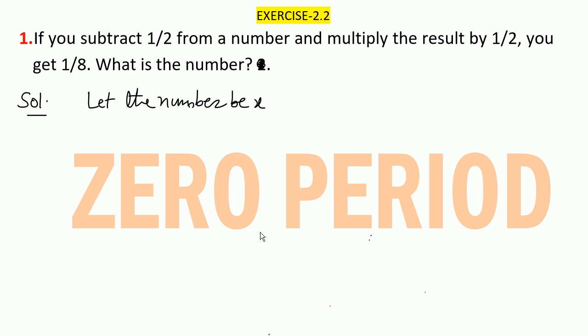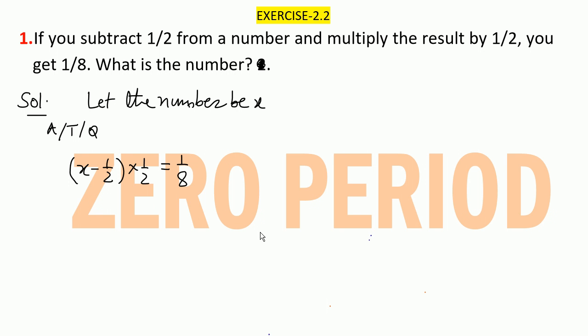Then according to the question, x is subtracted by 1 by 2 and then the result is multiplied by 1 by 2. You get 1 by 8. So this is the form of equation which you get from the given instructions.